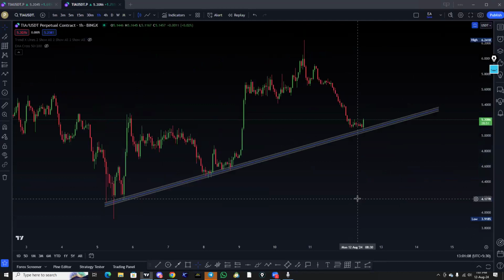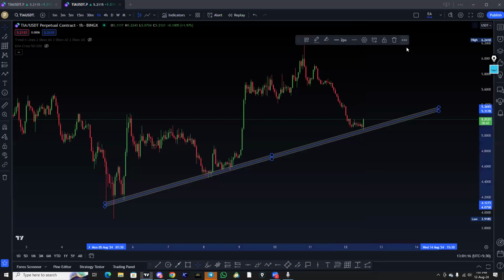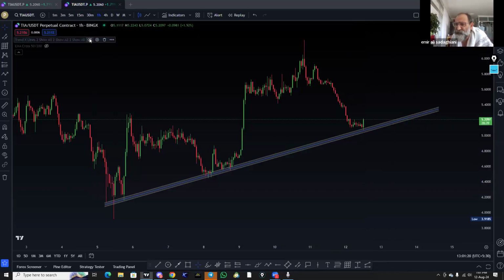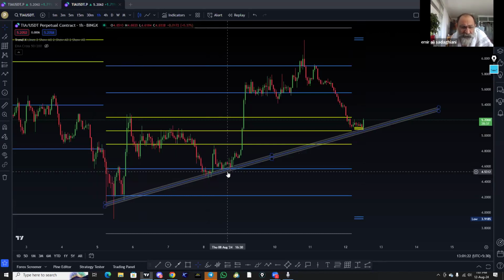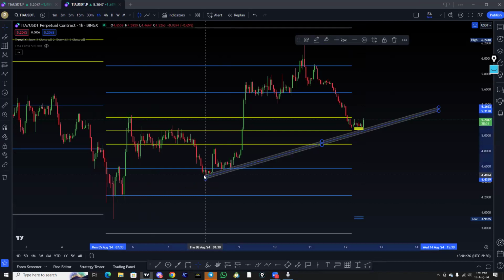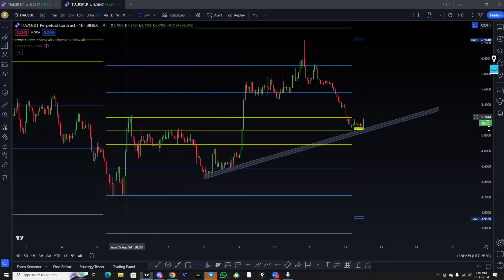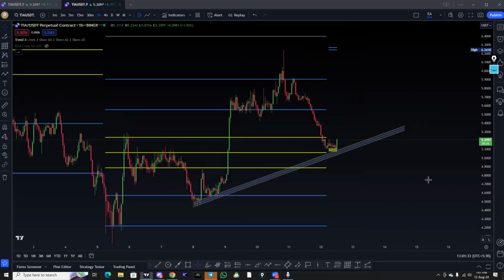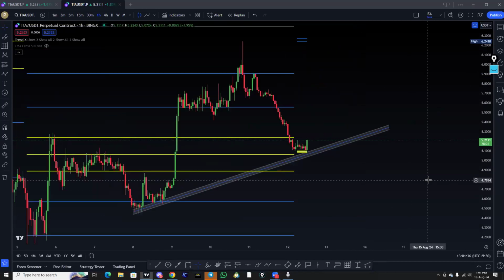You can share a chart in the group also, sir. At least they'll get an idea. If you have any chart, you can just share it there. I drew it from Wednesday, the 7th of August. Maybe you took this one. You better wait, sir. We'll wait until Monday. We'll get a clear direction.